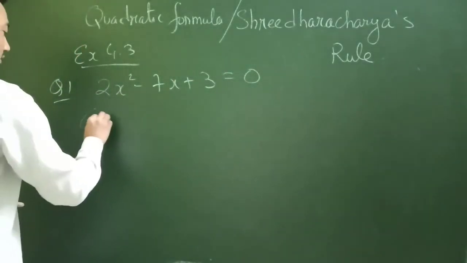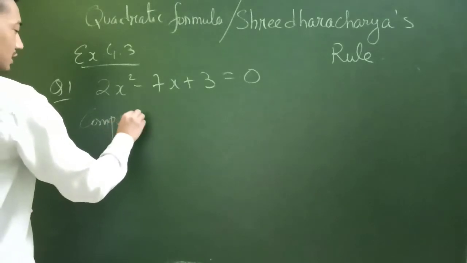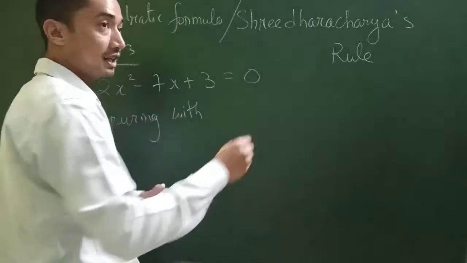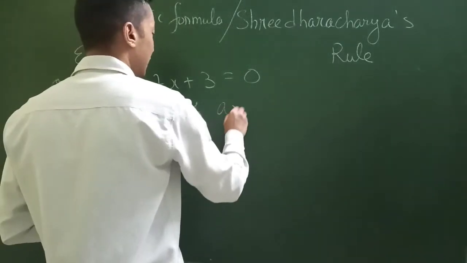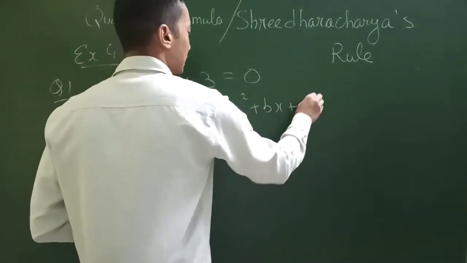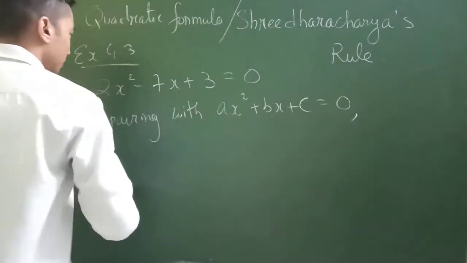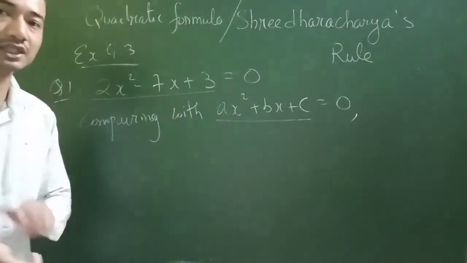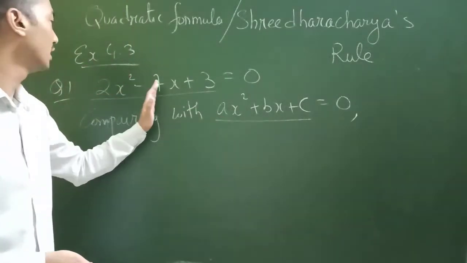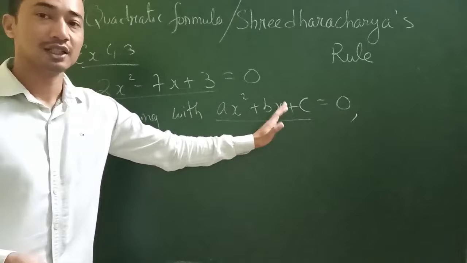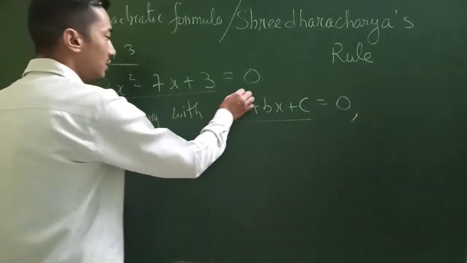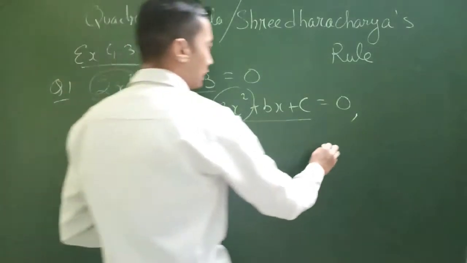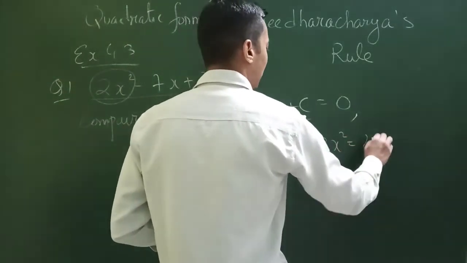So now what we will first do is compare with the standard quadratic equation, that is ax square plus bx plus c equal to 0. So if we compare this equation with that equation, first check whether it's in the standard form or not, ax square plus bx plus c. Once you do that, you compare the coefficients of the terms ax square and 2x square. If you want, you can write like this, ax square and 2x square.